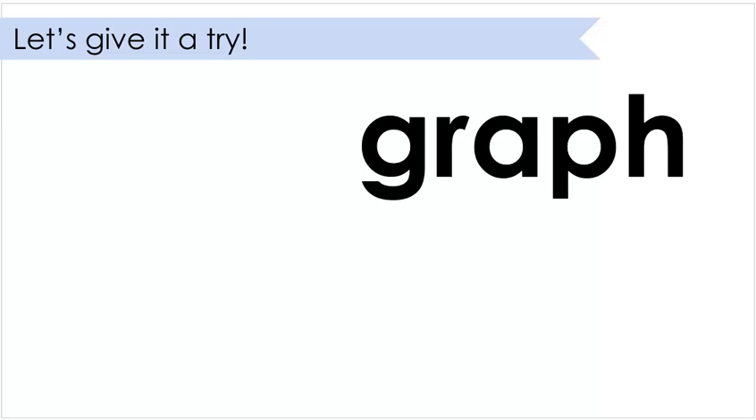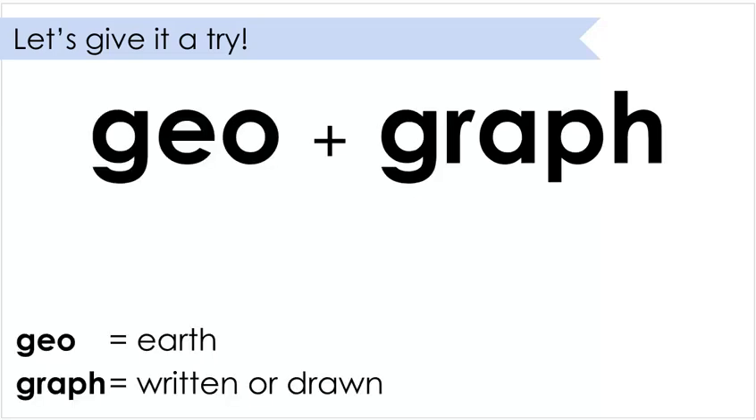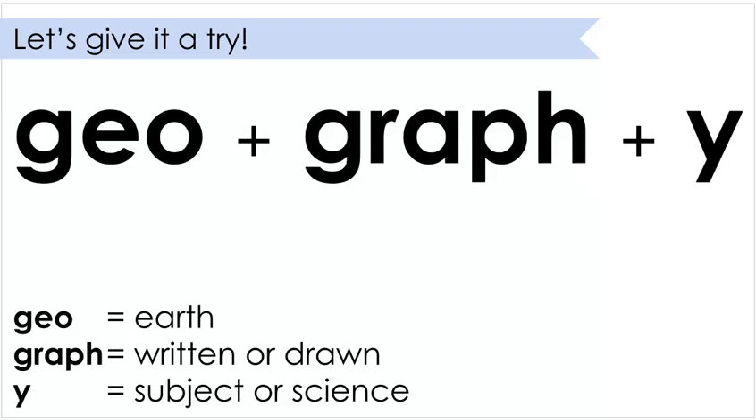Let's do our last one. We're going to stay with graph, and we're going to add geo, the prefix geo. Geo means earth, and graph means written or drawn. What might our word be? Don't think too fast. It's not a word. We're going to have to add the suffix y here. Now we add the y, that means subject or science. When I add those three parts together, what might our new word be? What might it mean? We have a lot of clues right here.